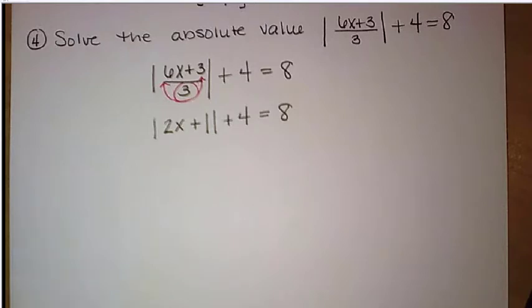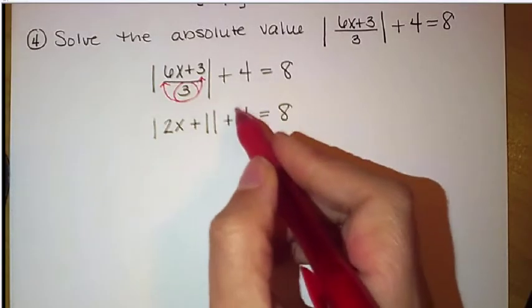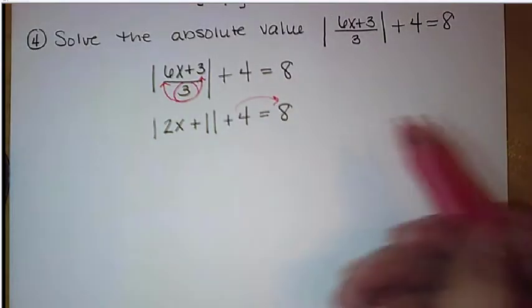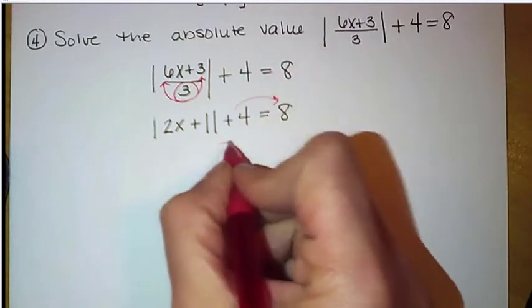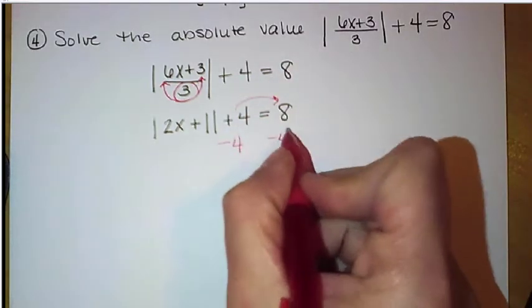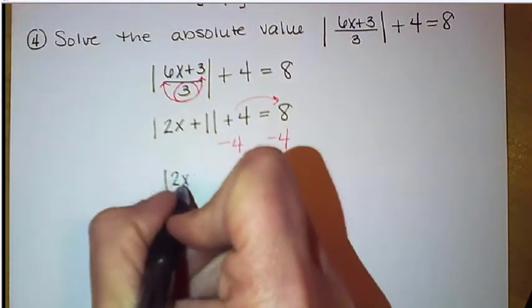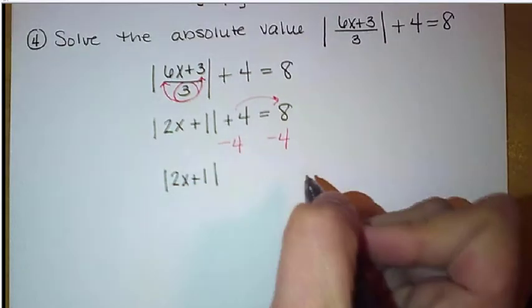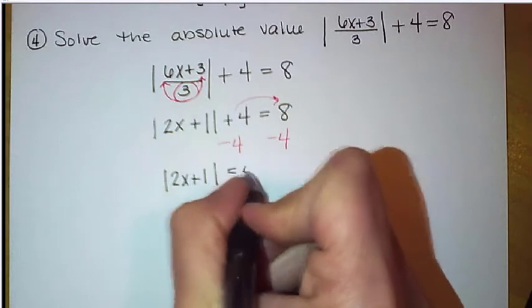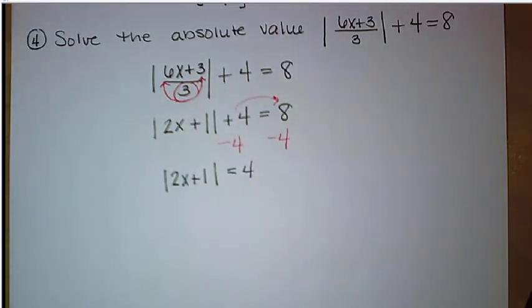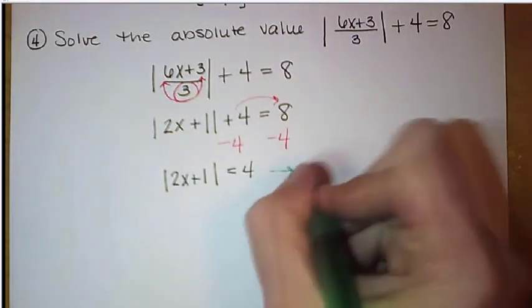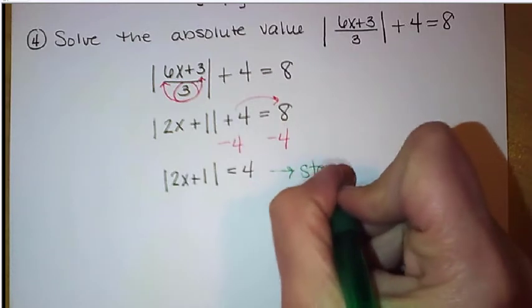But we still need to isolate or get this in standard form, which means that we need to move this positive 4 over here to the side with the 8. Since it's plus 4, that means we're going to subtract the 4. So we're going to have the absolute value of 2x plus 1 is equal to 4. Again, this statement right here, including the absolute value, is your standard form.